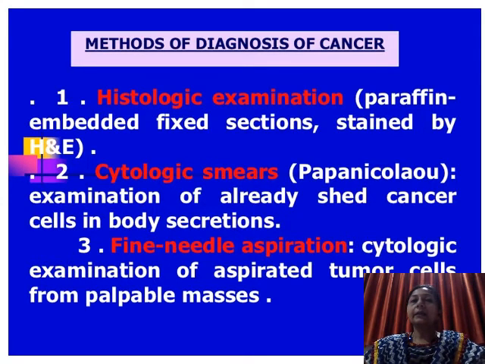Another is exfoliative cytology, like when we take a Pap smear, the cervical smear. We take a buccal smear, the scrape cytology of the buccal mucosa. We also examine urine. All these are exfoliative cytology, where the cancer cells are shed into the body secretions and we examine them under the microscope. In this way we do the cytological examination.